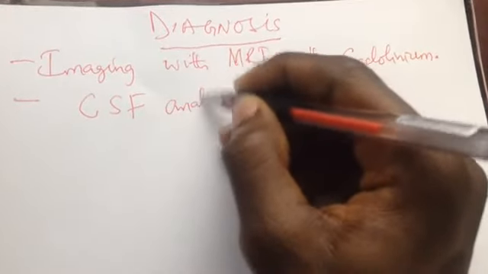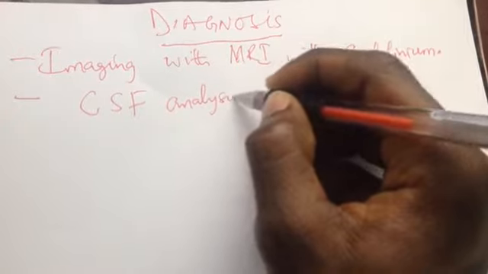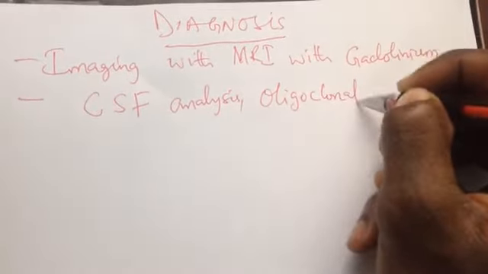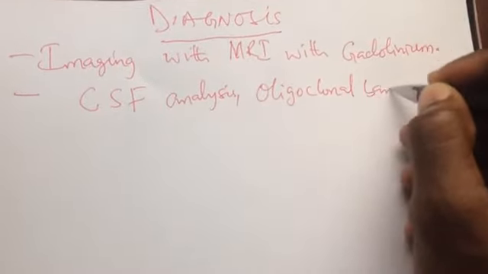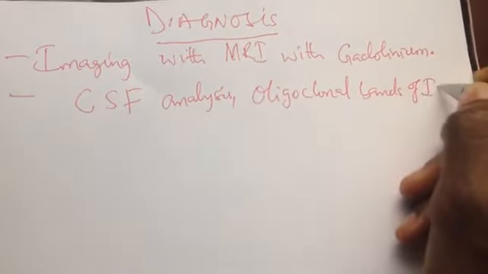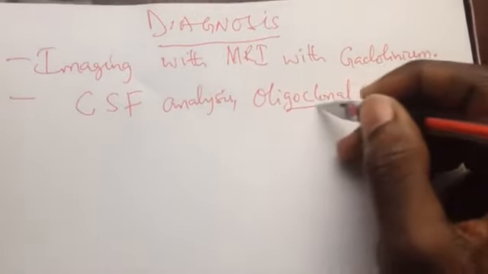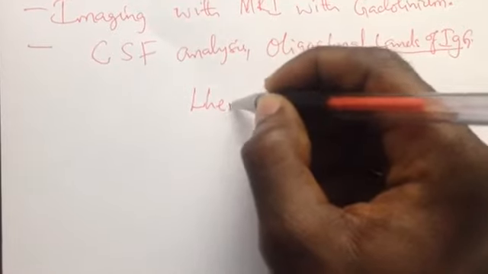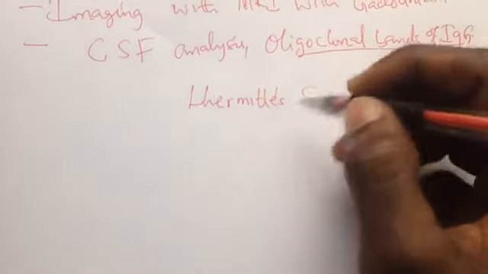Then also CSF analysis, that's lumbar puncture, right? In the CSF analysis, you will find an oligoclonal band of IgG in the CSF. This is very characteristic, or classical, of multiple sclerosis. So that is it. Then we have some phenomena associated with multiple sclerosis called Lhermitte's sign, and then the Uhthoff phenomenon.